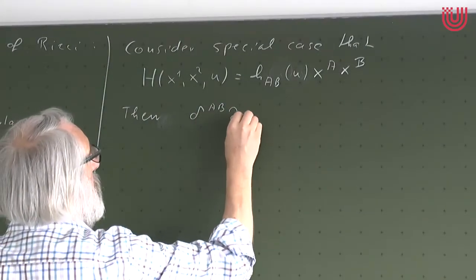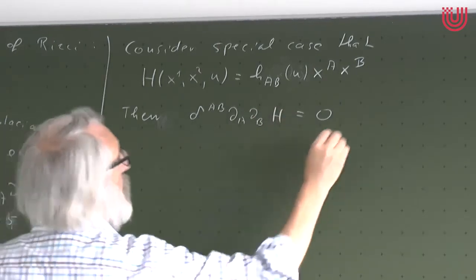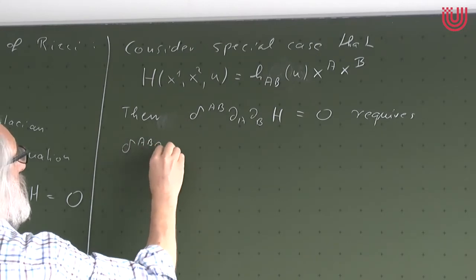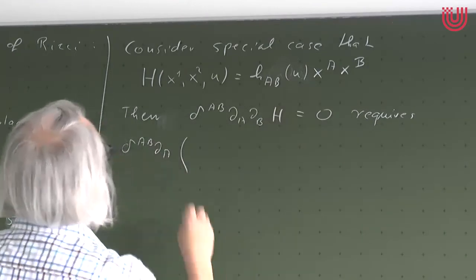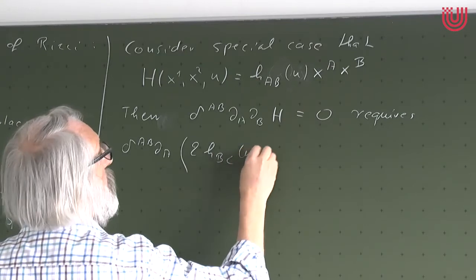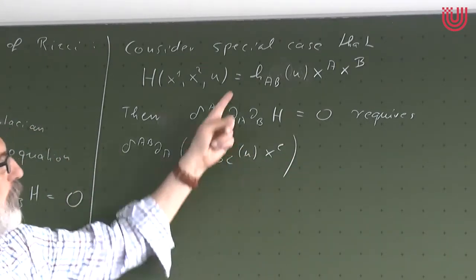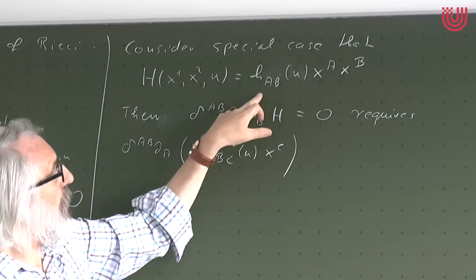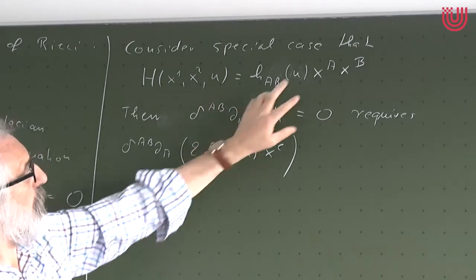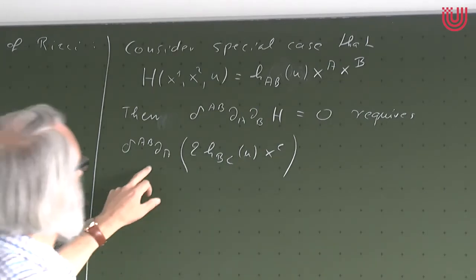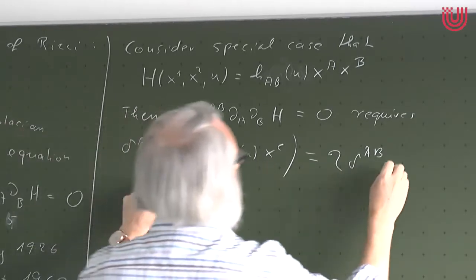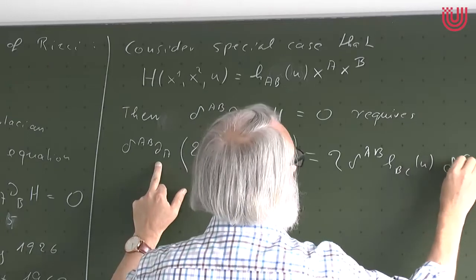Then the field equation was delta^AB ∂_A ∂_B h equals 0. So let's see what this gives. I get delta^AB ∂_A, and then I differentiate this with respect to x^B, and I get 2 h_BC(u) x^C. I have to call this index C instead of A because A is already used. So I rename the A to C, and then differentiate with respect to x^B. Because of the symmetry, you get twice this coefficient with an x^C. And then, calculating this derivative ∂_A, this gives the Kronecker delta^AC, so I get 2 delta^AB h_BC(u) delta^CA.